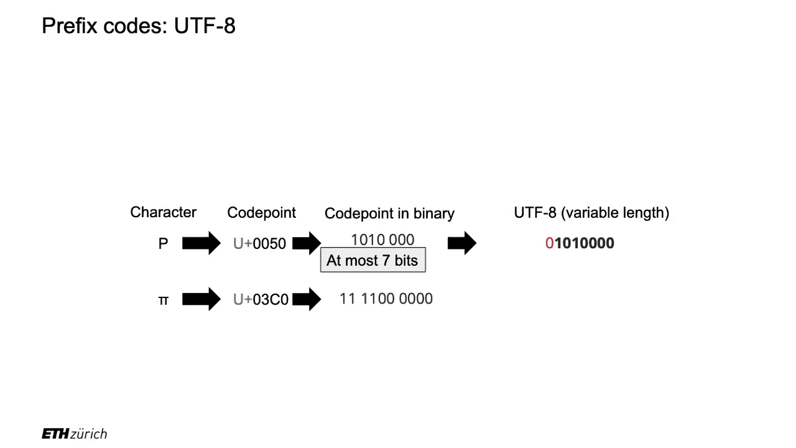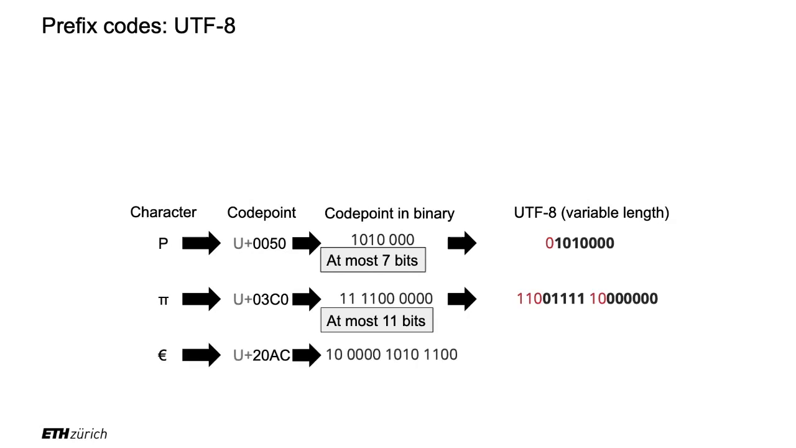Now, if you have an encoding that needs at most 11 bits, like pi, for example, that has the code point in base 16, 3C0, then you encode it in 2 packets of 8 bits. So we have 110 that tells us this is a first packet, and 10 tells us this is the last packet. So if we have a packet that starts with a 1, then we know it's not a single packet, right?